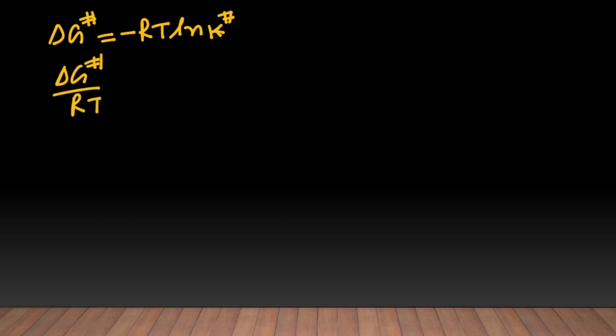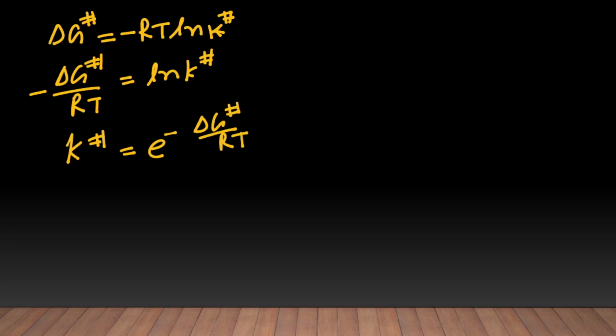Now in thermodynamics, we have learned that delta G dash, for the activated complex, is equal to minus RT natural log of K dash. This is the equilibrium constant that we will have. From here, minus delta G dash upon RT is equal to the natural log of K dash, right? So we can see that the K dash value is equal to e raised to the power of minus delta G dash upon RT, right?